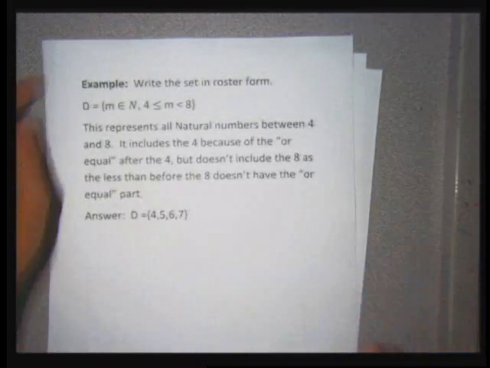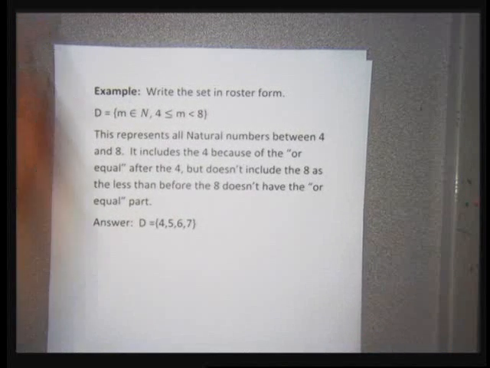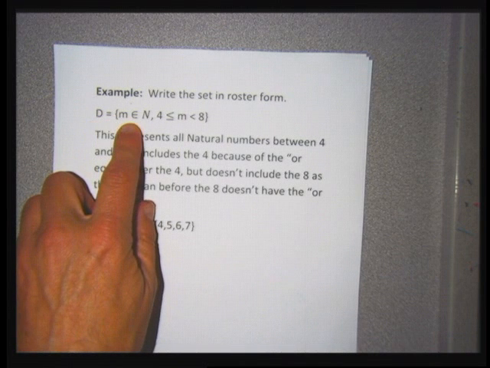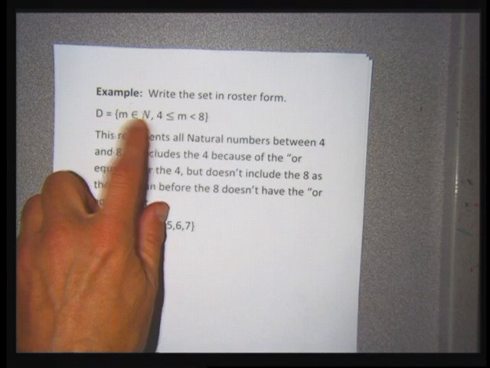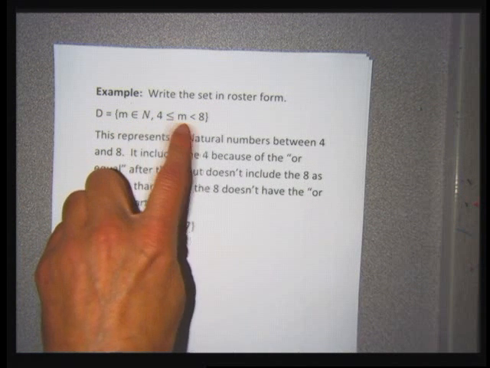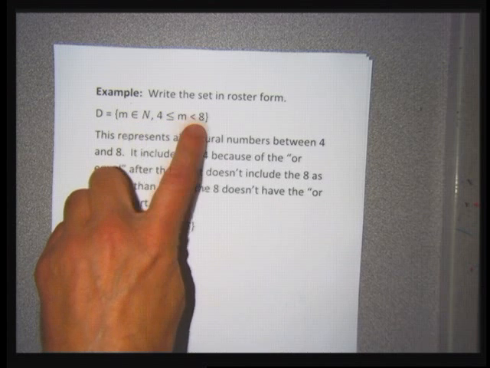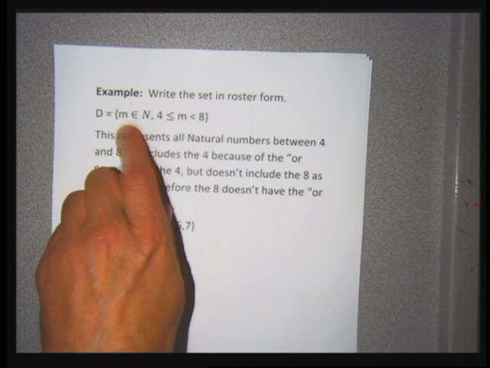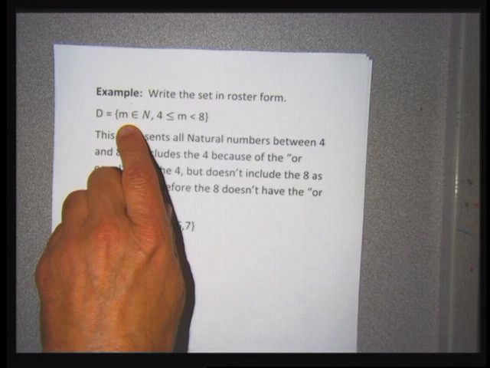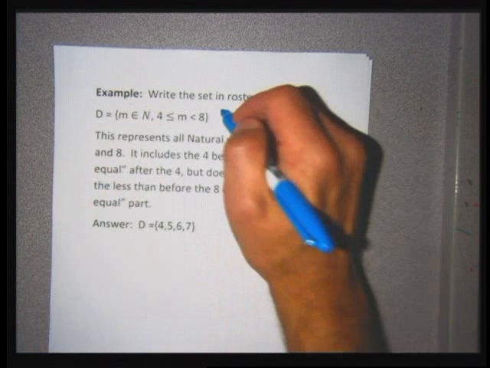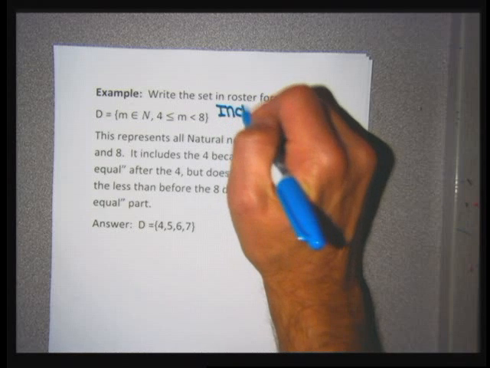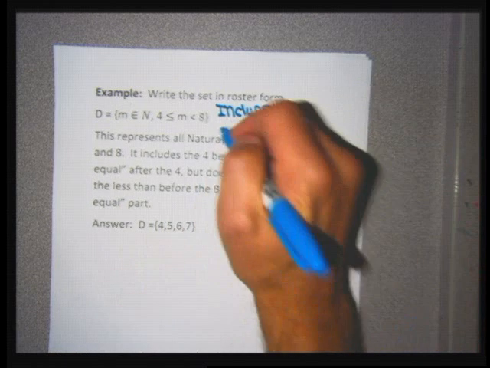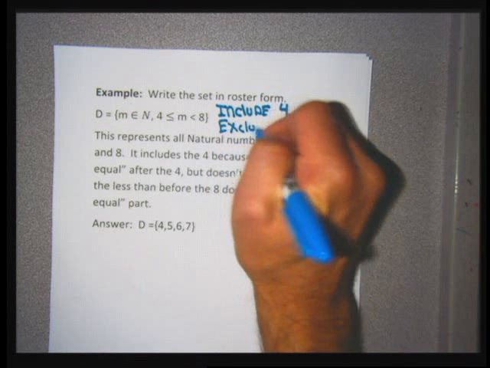Another one where I need to figure out the elements. When I look at this set D, it only has natural numbers, so I'm not worried about decimals or fractions. It's between the numbers 4 and 8, because when I write a letter between two numbers with less than signs, that letter represents numbers between those two numbers, in this case natural numbers between 4 and 8. And in this problem, I need to include the 4 because the 4 has an "or equal to." So when I write the list, I'm going to include the 4, but I'm going to exclude the 8.